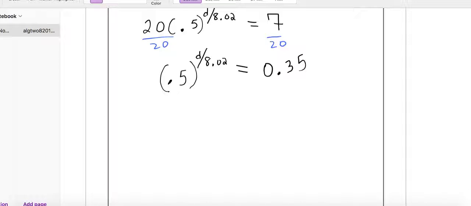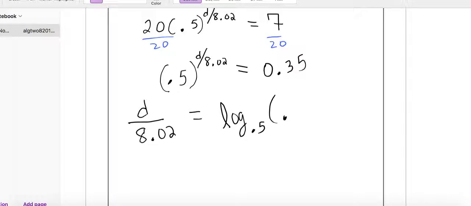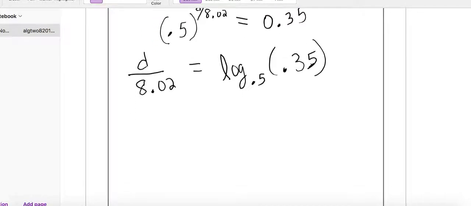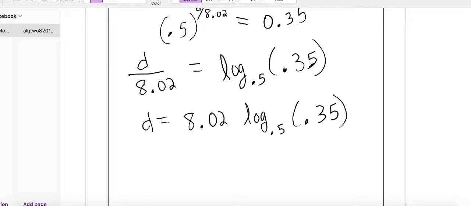So our exponent is d over 8.02 is equal to, you remember how to write logarithms using the same base? Log of base 0.5 of what we want it to equal, 0.35. Putting the zeros in front if you choose to, I chose not to. Now, I like to just calculate everything before I round. So I multiply both sides by 8.02, and the 8.02 will come in front here, times log base 0.5 of 0.35 or something of that nature, right? You could have also used the natural log on both sides or common log, but I find this simplest.